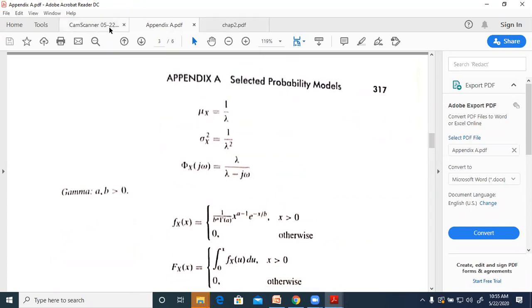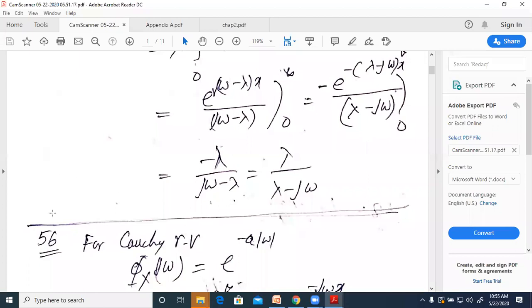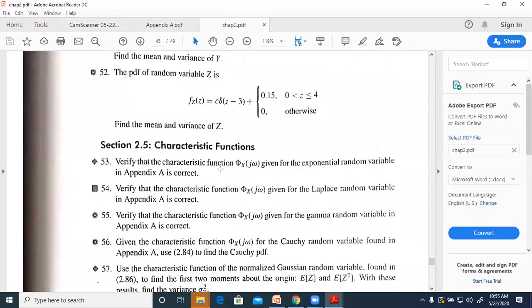Now let us go for the next question. I've taken 56 here. 54 and 55 are similar things for other random variables in Appendix A, that is, the Laplace and gamma, so I'm not taking those directly. I'm going to 56, which is: given the characteristic function phi x of j omega for the Cauchy random variable found in Appendix A, find the Cauchy PDF is what we need to do, in reverse.